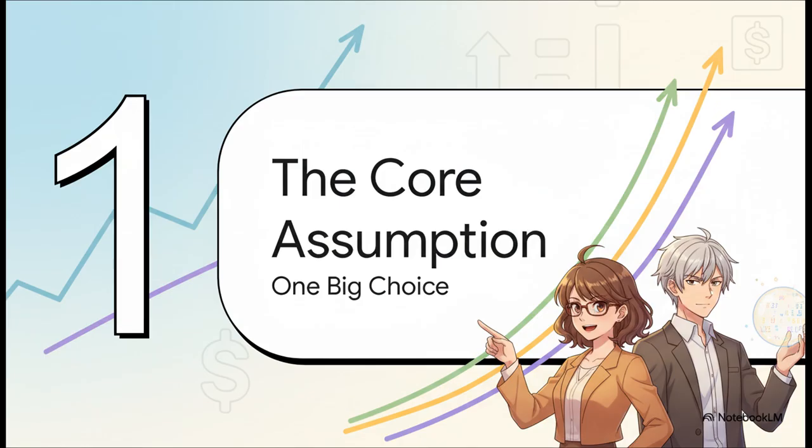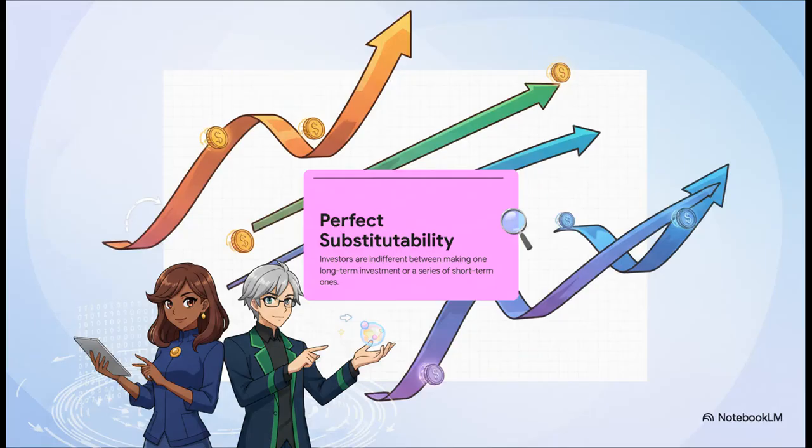And what's kind of amazing is that this entire theory is built on just one single powerful idea about how investors make one very big choice. And that core idea is called perfect substitutability. I know, it's a fancy term, but the idea behind it is super simple. It just means that to an investor, a long-term bond and a series of short-term bonds are basically the same thing. They're just two different roads that lead to the exact same destination.